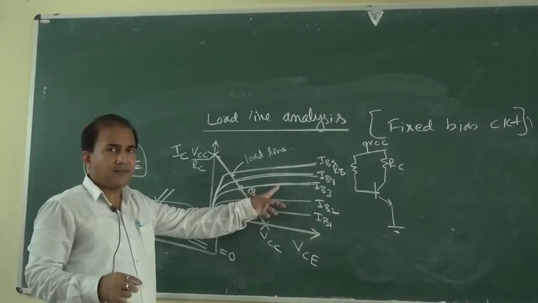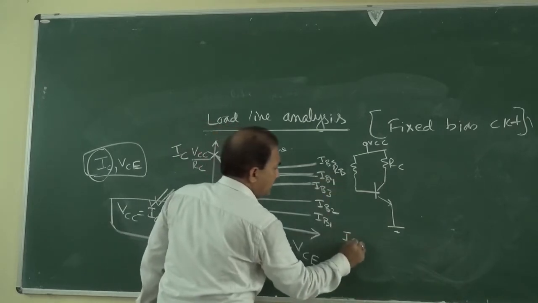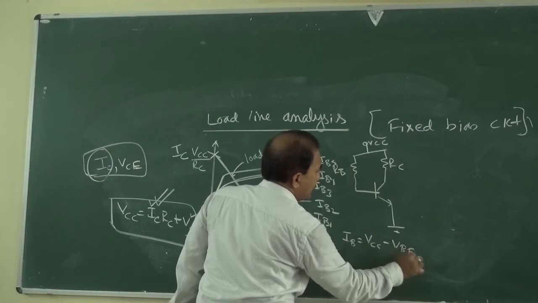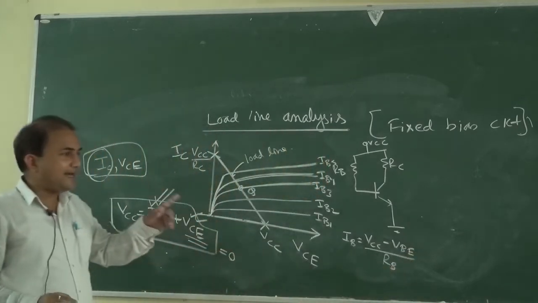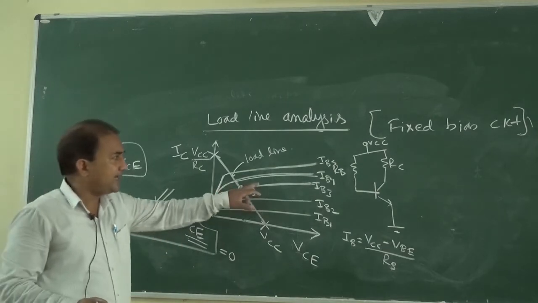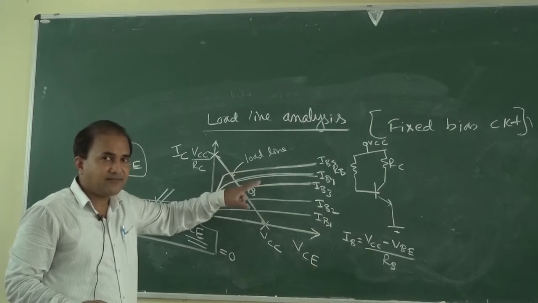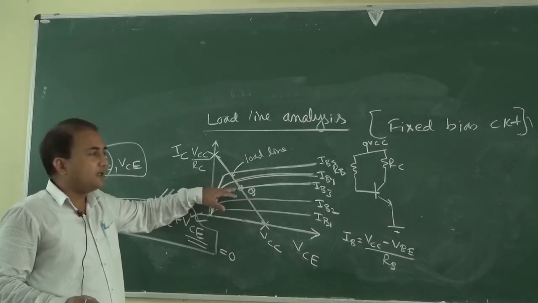How can we choose this value IB? IB is equal to VCC minus VBE divided by RB. So by varying RB we can fix the value of IB. And if IB is fixed, then we can fix the operating point Q.